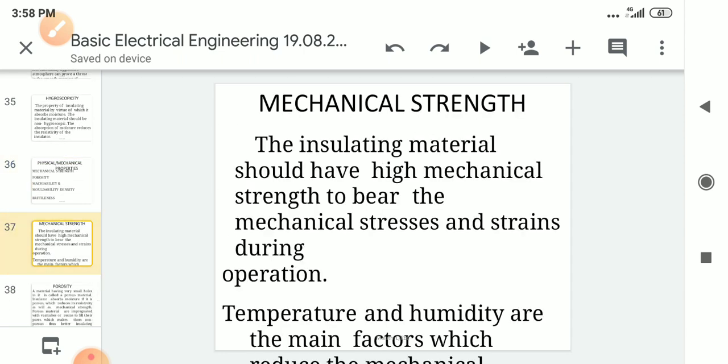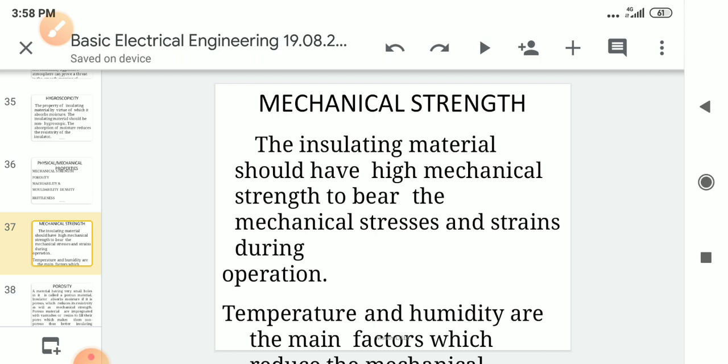Some of the mechanical properties are important to study. One of them is mechanical strength. Let's see this mechanical strength. Glass is a very good insulating material, but its mechanical strength is very low. That's why it is very brittle in nature, right? That's why we are unable to use it in proper applications. Let's see, what is this mechanical strength?